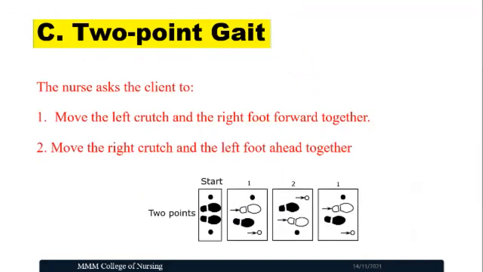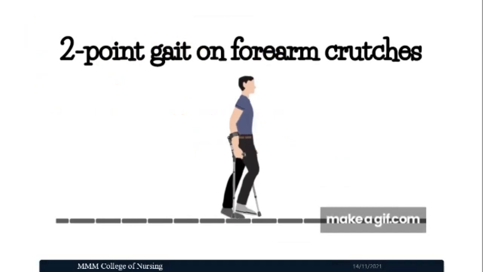Next, we'll see about the 2-point gait. Here, the patient must move the left crutch and the right foot forward together. Then move the right crutch and the left foot ahead together. That is, alternating crutch and leg will be brought forward together. Then the other crutch and the other leg will be brought together. That is, left crutch and right foot together, then the right crutch and the left foot together. The opposite side of the leg and the crutch will be brought forward together.